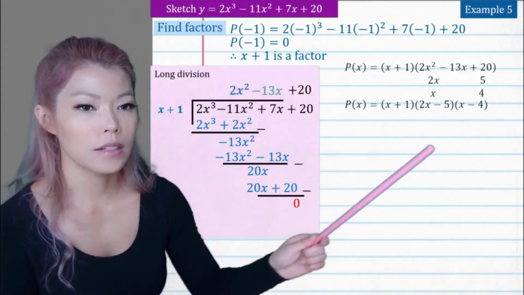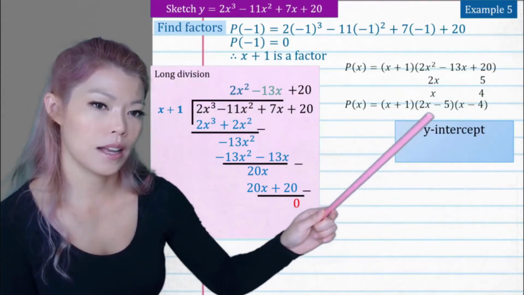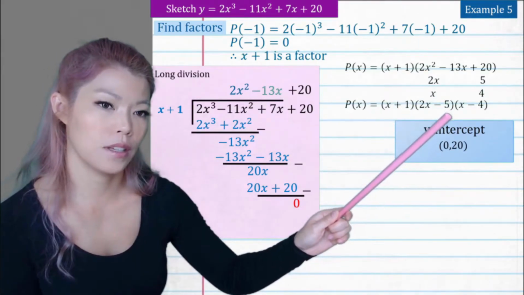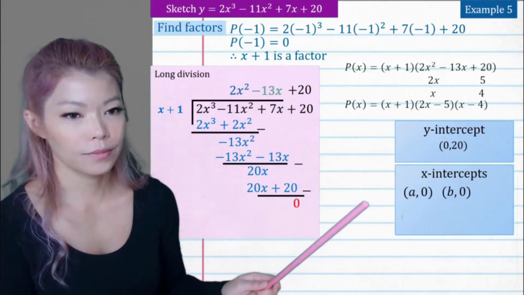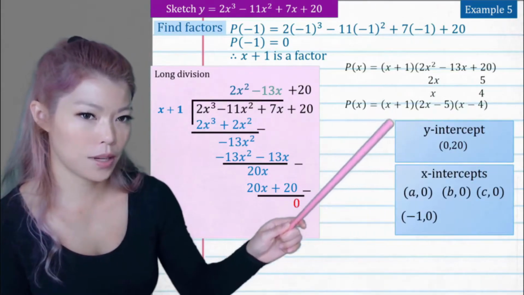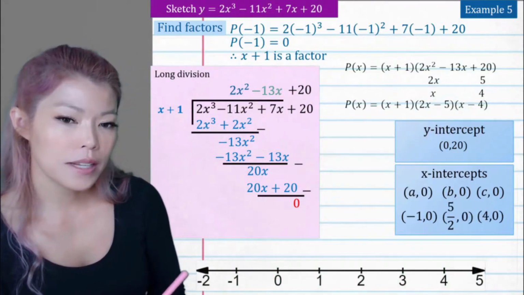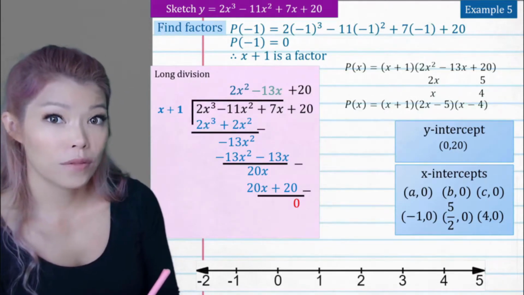So 1, 5 over 2, and 4. And for the y-intercept, let x equal 0. So 1 times minus 5 times minus 4 is 20. So the x-intercept, as I mentioned, the value is there. And now we can use a number line or sine diagram to figure out what our graph will look like.